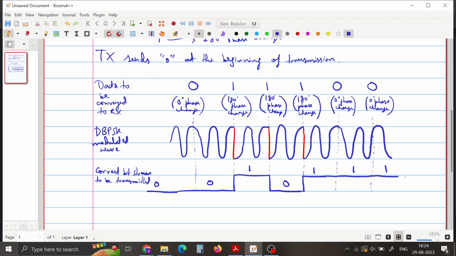So this is your actually transmitted sequence, the stream that I have drawn on the bottom. So this picture is clear, right?